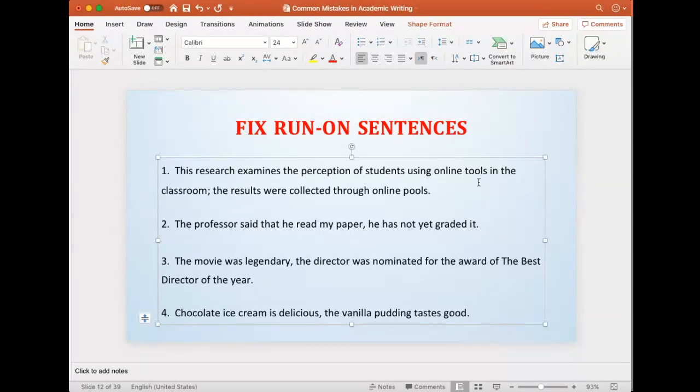What if we put a semicolon here, okay, and a comma here? Would this communicate the same idea or the same thought? This research examines the perception of students using online tools. Sorry, should be here after tools. Okay. In the classroom, the results were collected through online polls. It doesn't make sense, or what? I would say it doesn't make sense.